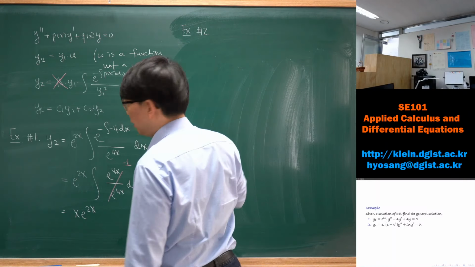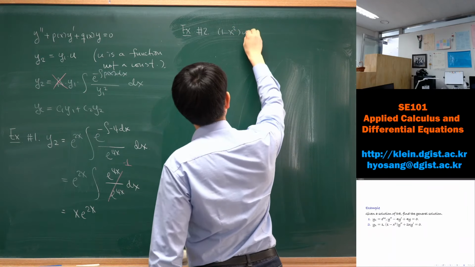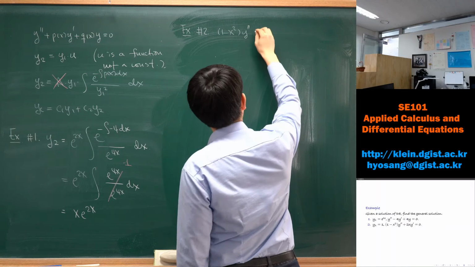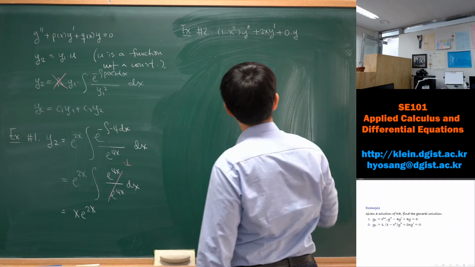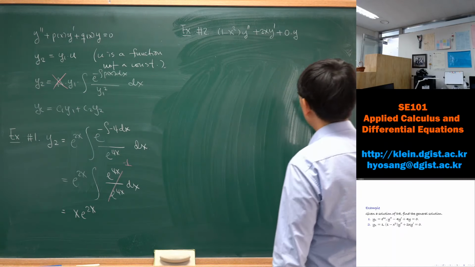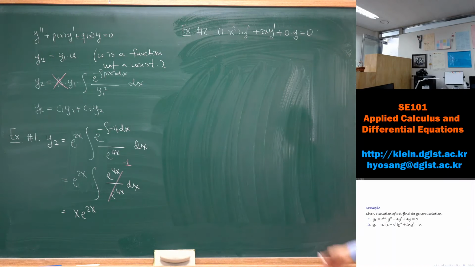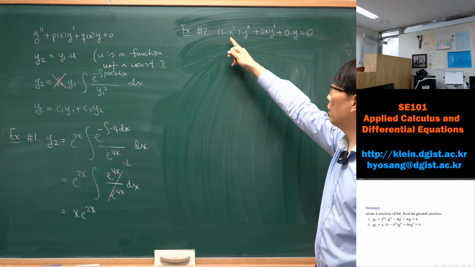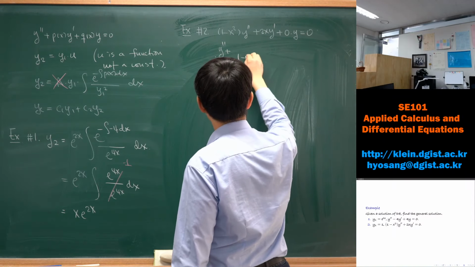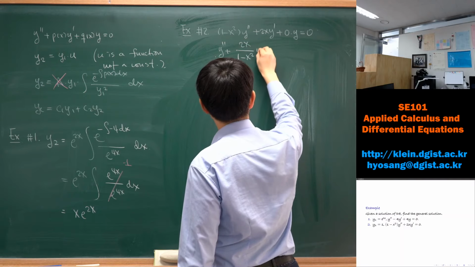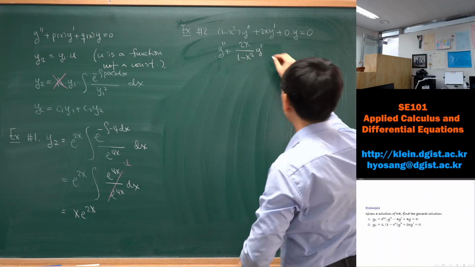So now, this is what I want to emphasize. We have x, 1 minus x squared as a coefficient of y double prime plus 2x y prime plus, now you can just assume that the coefficient of y is 0. That's why we don't have y in the equation. Now, this is not 1, so you have to multiply 1 minus x squared on both sides. So you get y double prime plus 2x over 1 minus x squared y prime plus 0 equals 0.